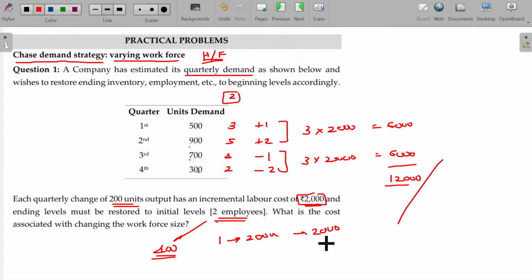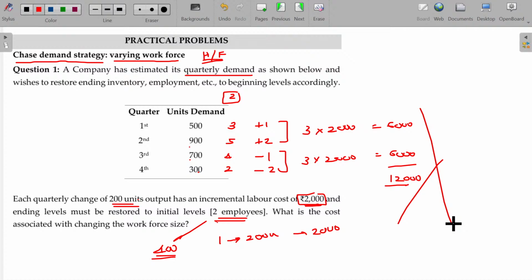Now, come on, tell me. 12,000 rupees. Because of applying the chase demand strategy by changing the employees, now we are able to match the demand of the market. What happens to the employees' morale?